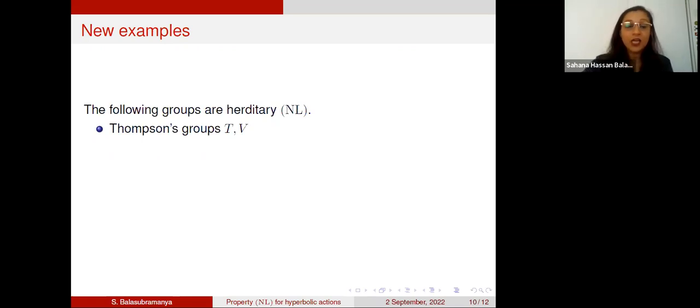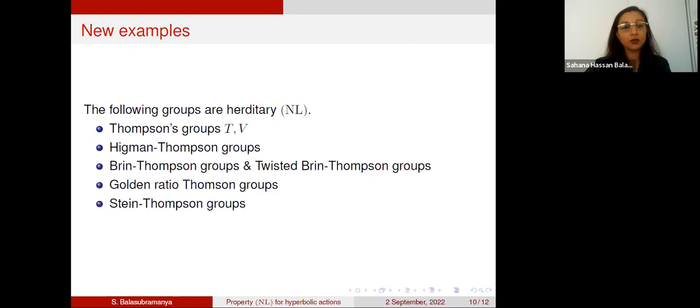And then we're able to show that a whole host of examples related to Thompson and Thompson-like groups also have this property. So we have the Higman-Thompson groups, the twisted Brin-Thompson and Brin-Thompson groups, the golden ratio Thompson groups, and Stein-Thompson groups. There are a couple more that we're working on and including in our paper.